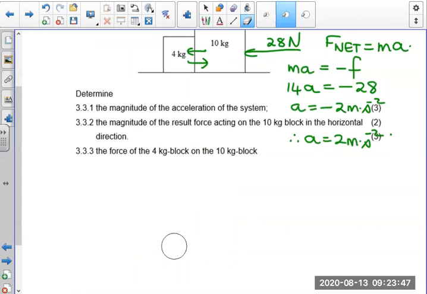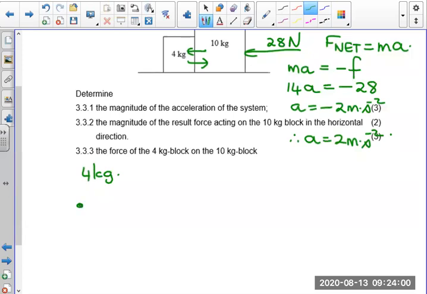Right, the first thing is I'm going to look at the 4 kilogram block. When I look at the 4 kilogram block, the forces working on it are, of course, the friction force that is opposing the motion, and the force that the 10 kilogram block has on the 4 kilogram block. So therefore, we have two forces in that direction, and then of course a normal and a weight. So that's the force that the 10 has on 4, and this is the friction force.